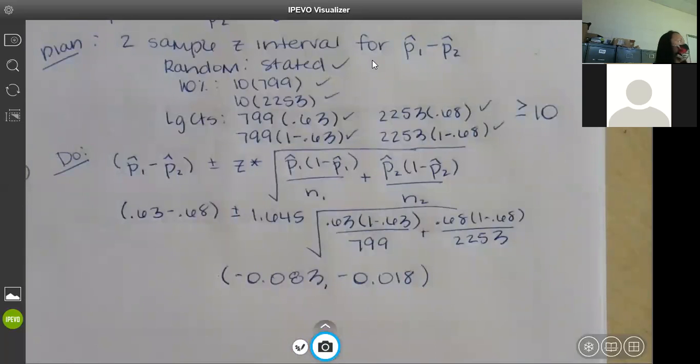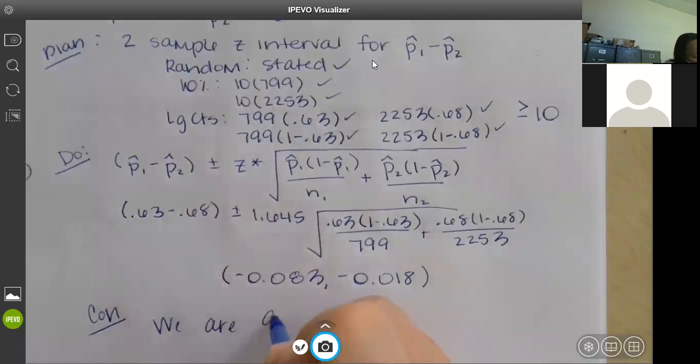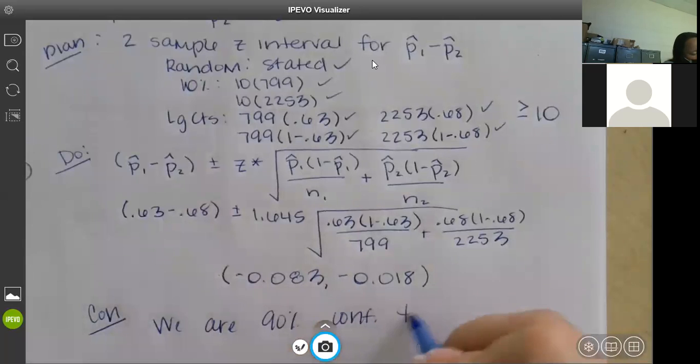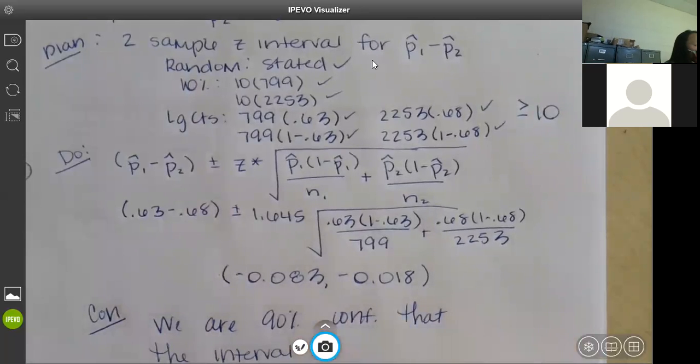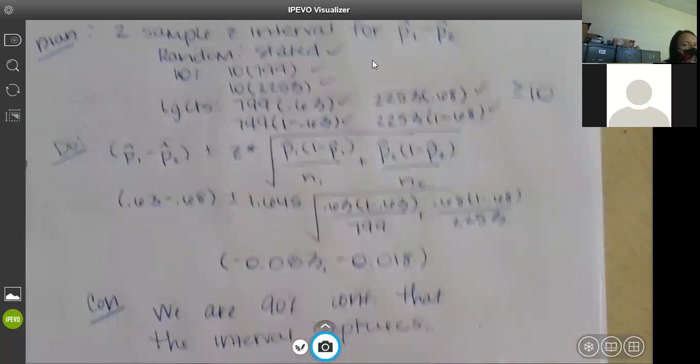Is everybody good? All right. So to conclude, what do we do? I'm not going to make you write it all out. We're confident that the interval captures, and you should write the interval in there, you guys know that, the true difference in proportions, and so on.